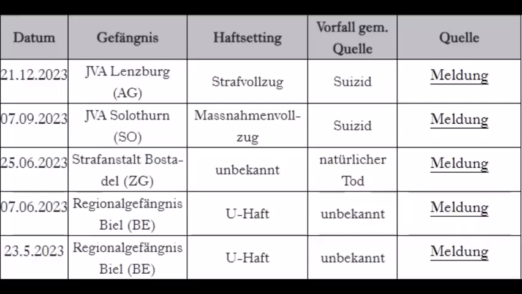Here's a list of prisoners getting murdered in room 101 in Swiss torture detention centers for political prisoners. Unfortunately, the list only goes back to 2018, which is only like 5 years. So here is the JVA, Justizvollzugsanstalt, it means a prison, in Lenzburg, AG, that is Aargau, which is a canton in Switzerland.